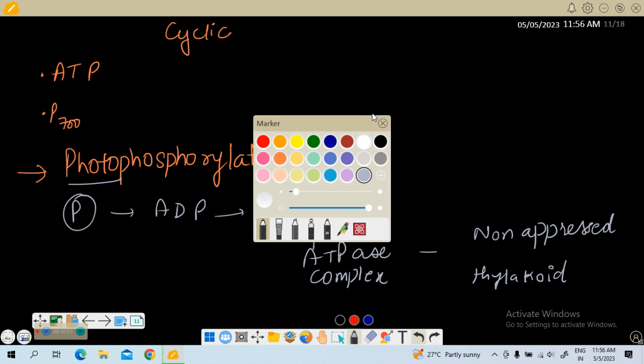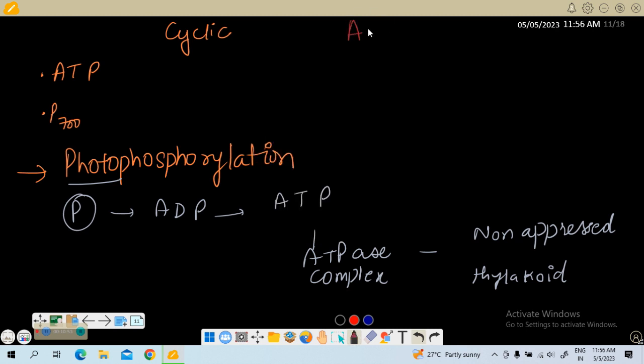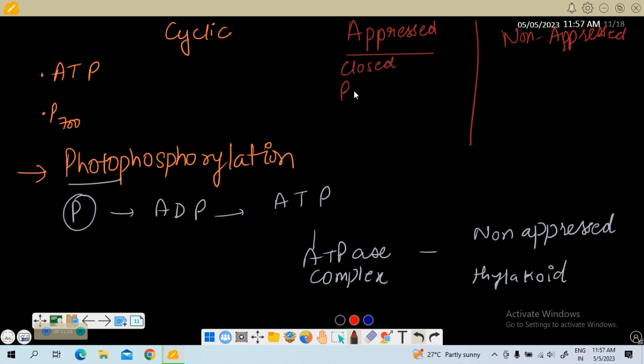Now here we have the term non-appressed. One is appressed and the other is non-appressed. Appressed means closed, or you can say inside. Whenever the term appressed comes, that means it is between grana, and non-appressed means it is open, or you can say outside, so it will face the stroma.